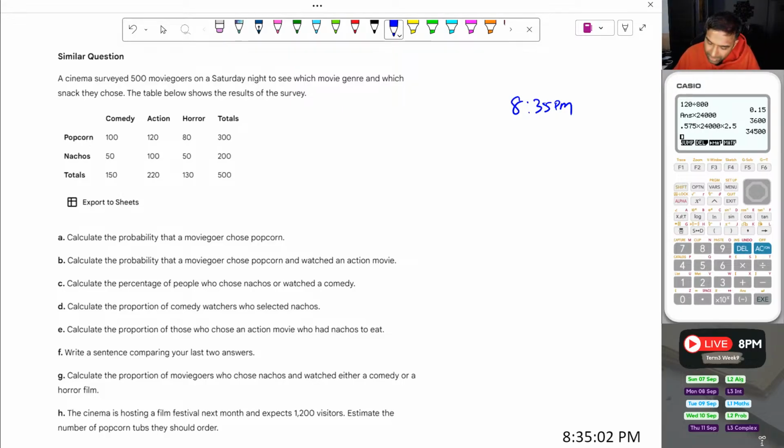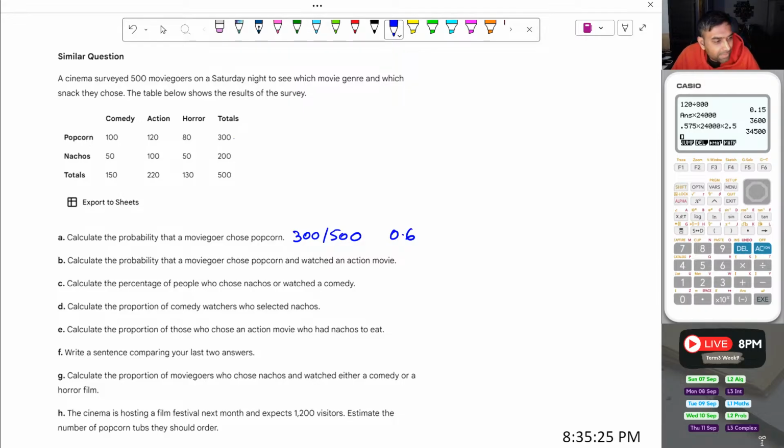All right, 8:35. So let's get going with these answers. See how many of them you got right. So the first one is calculate the probability that a moviegoer chooses popcorn. Now popcorn, we've actually got 300. So that's going to be 300 out of 500. Nice and simple. Or you could have had the answer as 0.6.